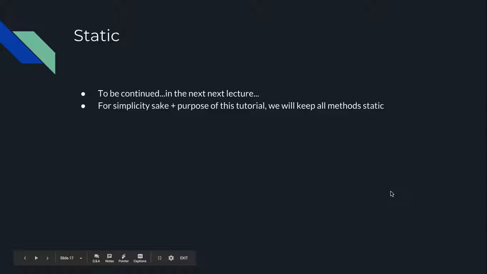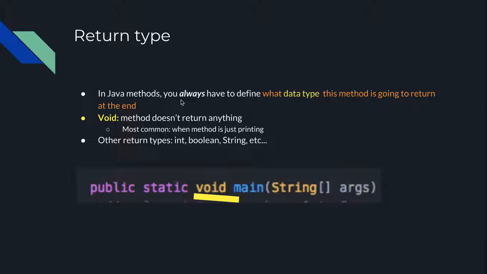So static is something that's a little complicated, and we only can really understand it when we go over classes and objects, so I will be skipping over this. But for the sake of this tutorial, for simplicity's sake, all of our methods are going to be defined to be static. So now return types.